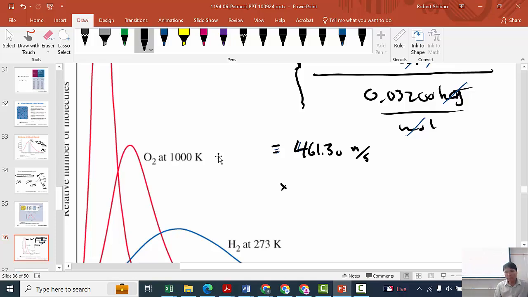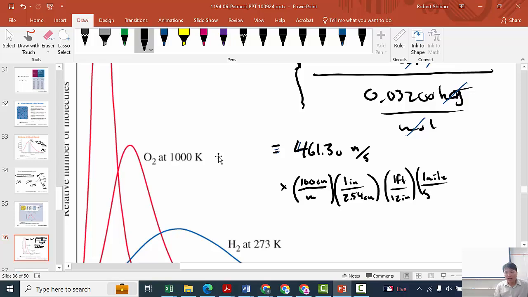And so if I do this, there are 100 centimeters per meter. And then in 1 inch, there's 2.54 centimeters. And then in 1 foot, there are 12 inches. And in 1 mile, there's 5,280 feet. And then that converts meters into miles, and then seconds into hours would be there's 60 seconds per minute, and then there's 60 minutes per hour.